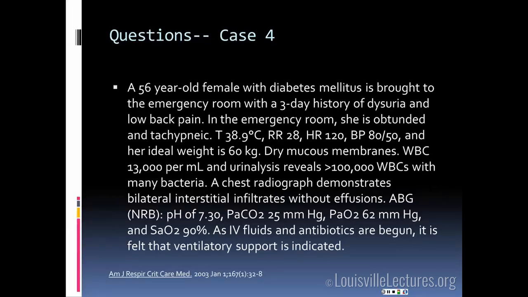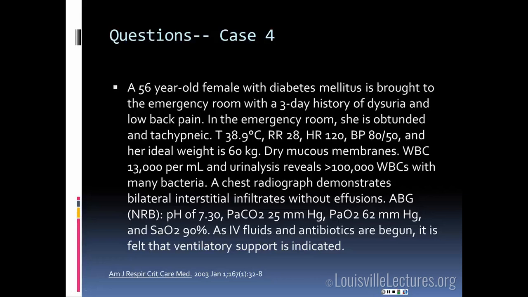So I got another case here. A 56-year-old lady with diabetes is brought to the ER with a 3-day history of dysuria and low back pain. In the ER, she is confused and tachypneic. Her temperature is 38.9, respiratory rate 28, heart rate 120, blood pressure on the low side, 80/50. Her ideal body weight is 60 kilos.